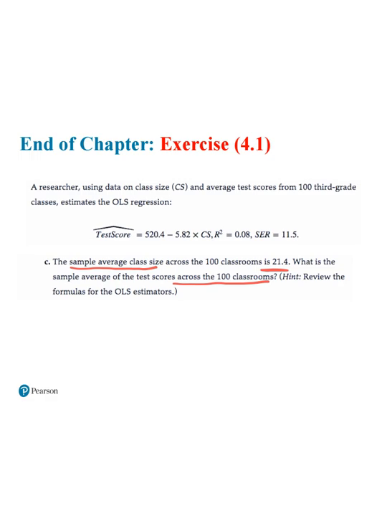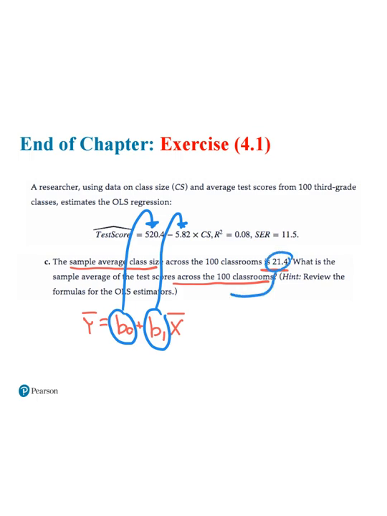All right, so this says, hint, review the formulas for the OLS estimators. So from those prior formulas, we had that y bar, so the average y, is equal to b naught, which is the estimate for beta naught, plus b1, excuse me, times x bar, so the average x. So what do we have? We have that b naught is equal to 520.4. We have that b1 is equal to negative 5.82. And this says that the average sample class size, so our x bar, is going to be 21.4. We're going to plug this in right there.